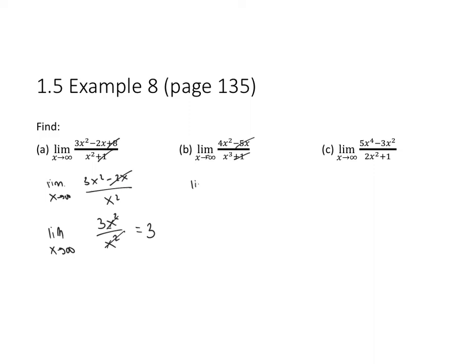So this problem is going to reduce to the limit as x goes to negative infinity of 4x squared over x cubed. And again, we can reduce that again. We have the x squared and the x cubed in the denominator. So two come out of there and we're left with just the one. So we get the limit as x goes to negative infinity of 4 over x.